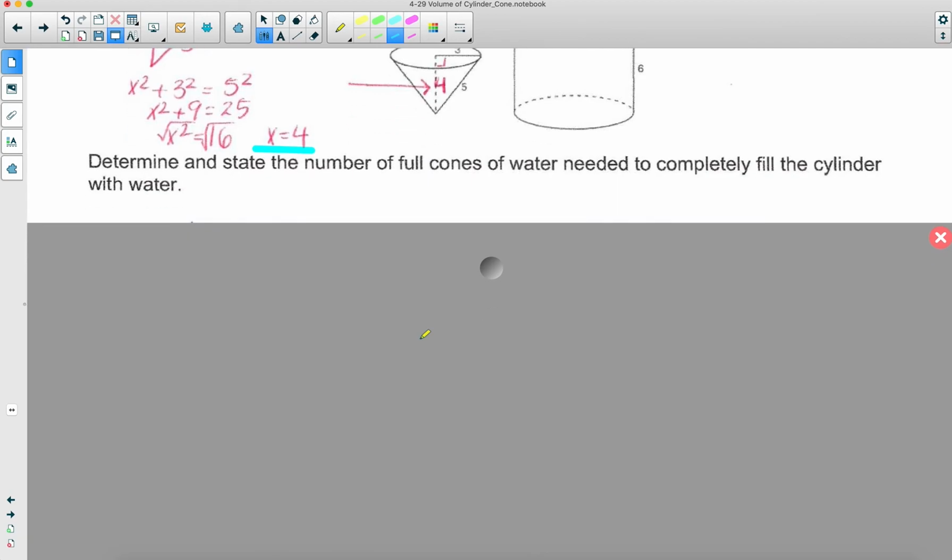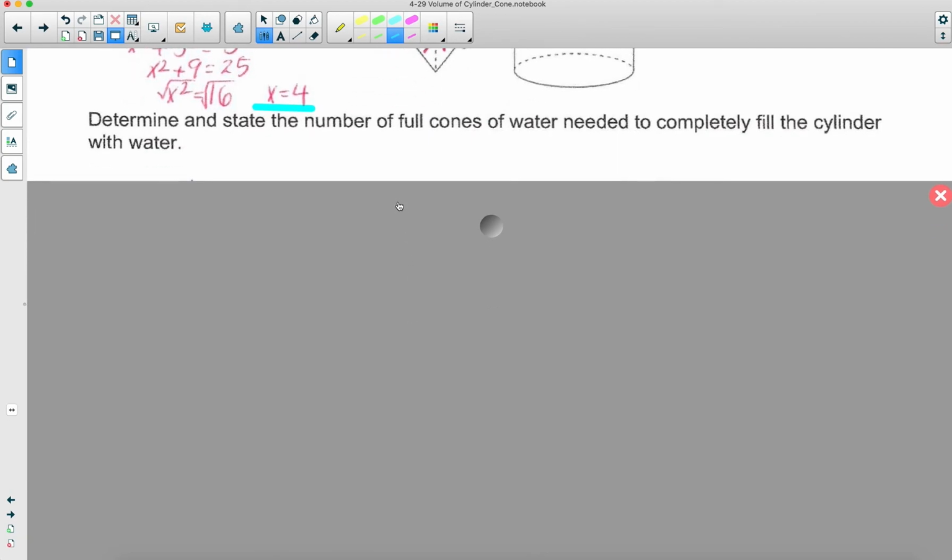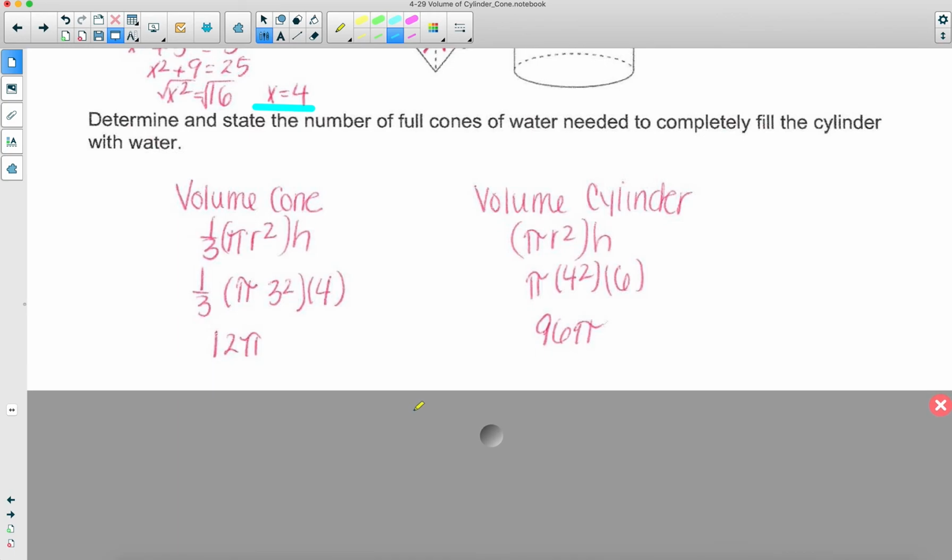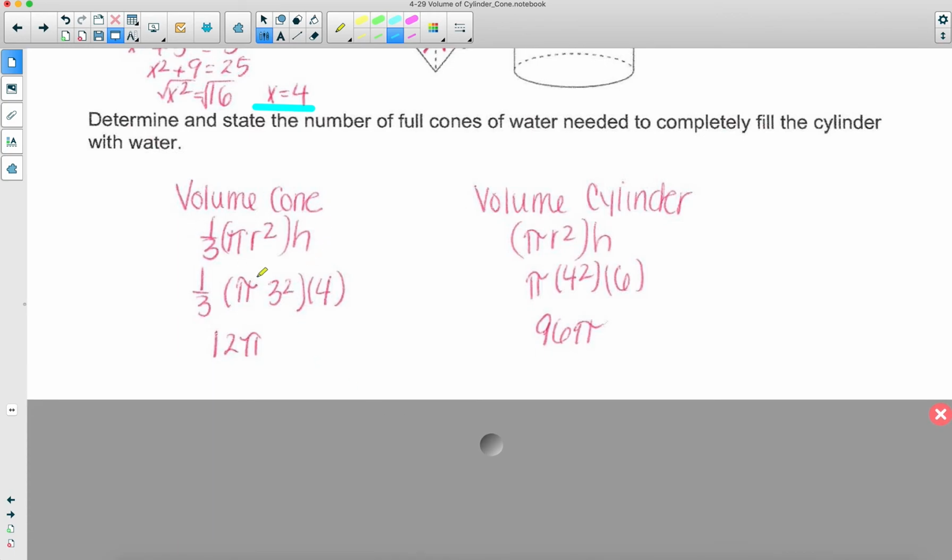So now that I have all the information, I have the radii of both as well as the heights, and here it is. So my cone is 1/3 pi r squared times the height, my radius and my height. I leave it in terms of pi, it's just easier to deal with. So the volume of the cone is 12 pi, while the volume of the cylinder with the radius of 4 and height of 6 is 96 pi, right? Two different formulas because one's a cone and one is a cylinder.